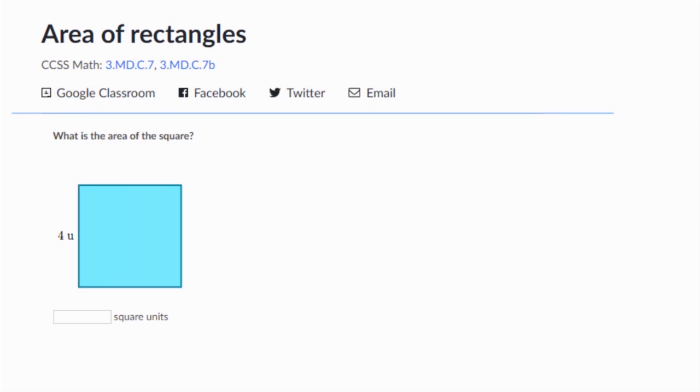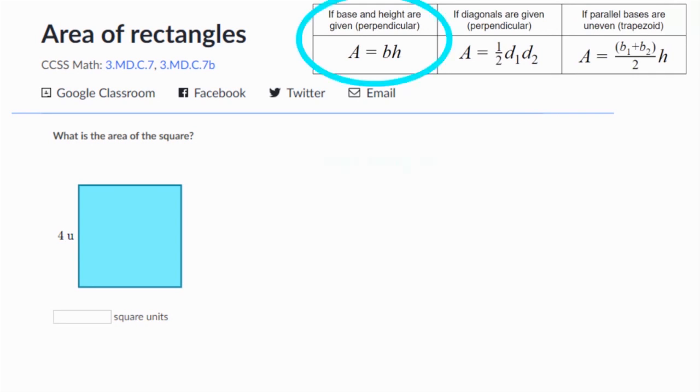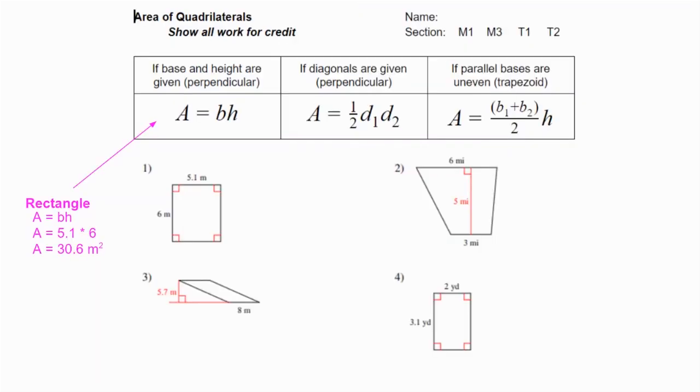On Khan Academy, the one that's titled Area of Rectangles, you can assume that every single one of these is a rectangle, even though the 90-degree angle is not shown. A square is just a rectangle where the base and the height are the same length. So I'm going to use the first formula again. A equals BH, where my base and my height are both 4, so I get 16 square units.